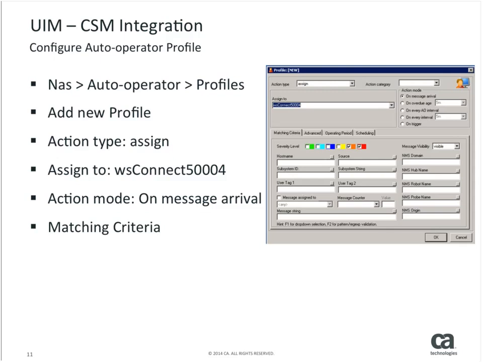Or I can even use the message counter. If I see that all of a sudden I have a message counter which is with a very huge value, then I can create a new auto-operator profile and have that treated in a different way.